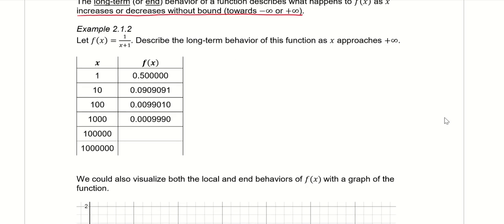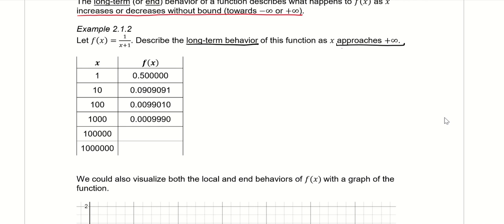So let's go back to that function we were just talking about. We just described its local behavior for an x value of interest of 1. Now let's describe the long-term behavior of this function as x approaches, let's say here, positive infinity. Or in other words, as x increases.